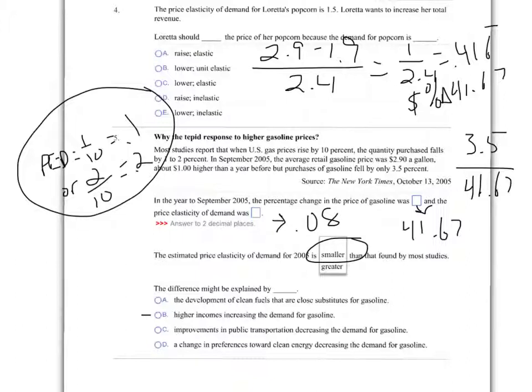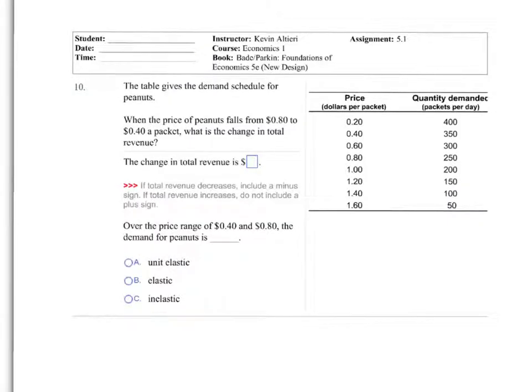And D, a change in preferences toward clean energy, decreasing the demand for gasoline. Does a decrease in the demand for gasoline make any sense in this scenario, since we decided that they actually bought more than estimated? No, not at all, right? So it turns out that our answer here is B, higher incomes increasing the demand for gasoline. Okay, does everybody understand that? Okay, good. Now, jump over real quickly to number 10.